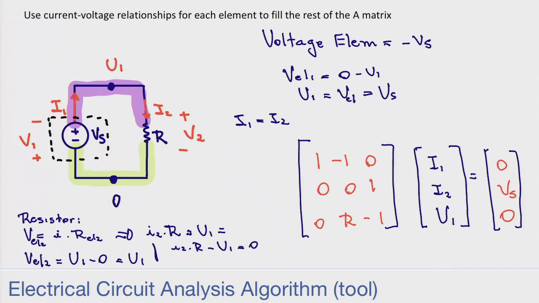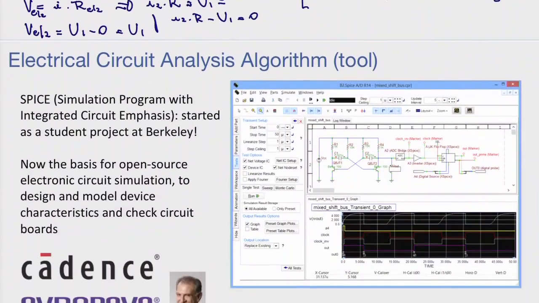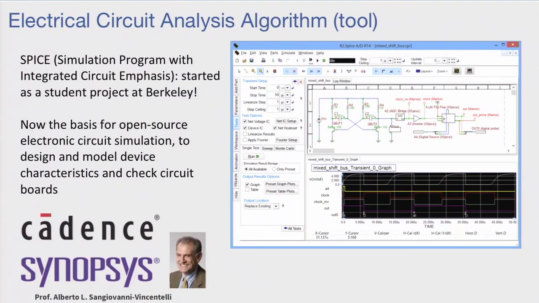Okay. This was a very simple circuit, right? You could have solved this without any matrix. You can always do that, by the way. Okay. Turns out, as I said, these algorithms, people want to make circuit analysis very fast. And the EECS department is famous for this.